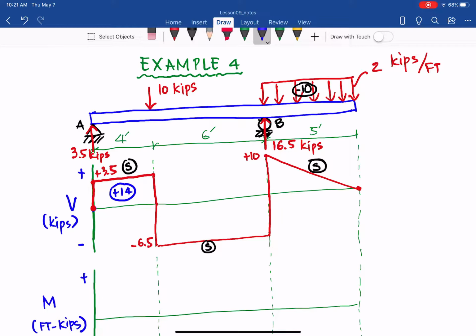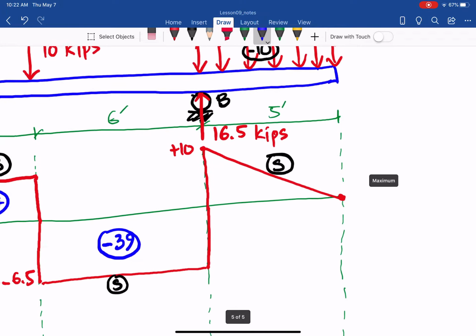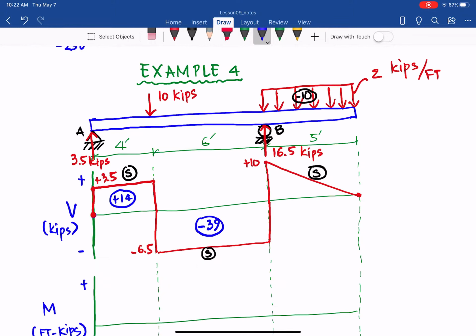And then from 10 kips to the roller B, that is 6 feet apart, and the shear equals negative 6.5. So 6 times negative 6.5 equals negative 39 foot-kips. And then the area from the roller to the right side of the beam is a triangle. The base equals 10 and the height equals 5 feet. That is 5 times 10 divided by 2. Keep in mind, not 5 times 10 equal to 50. Triangles, you have to divide by 2.